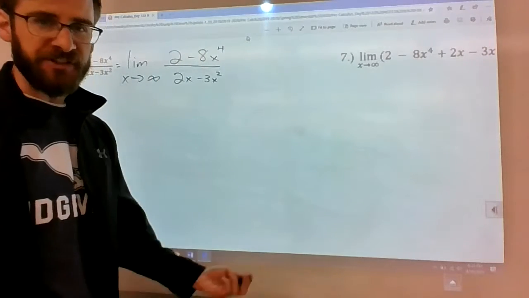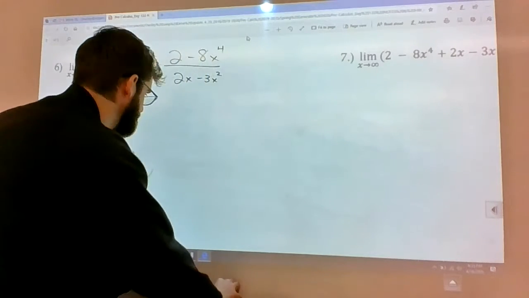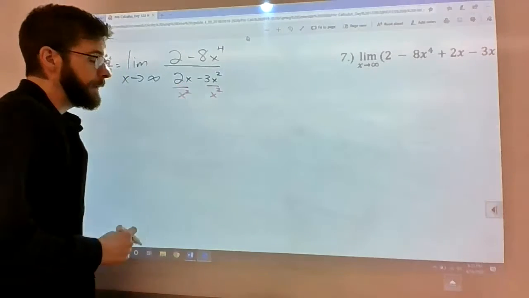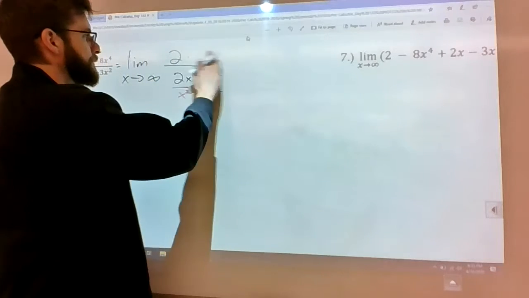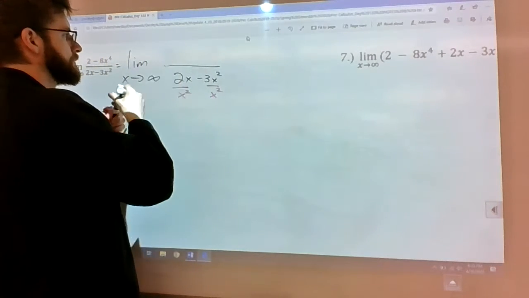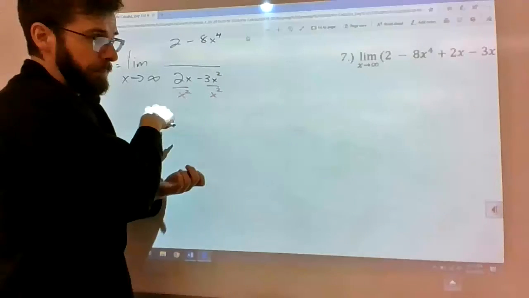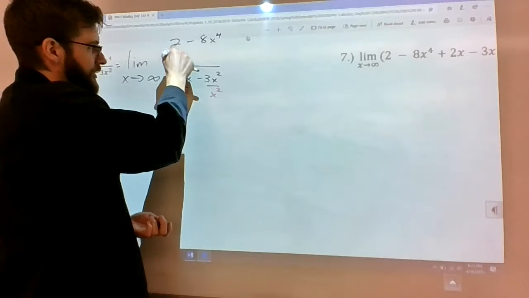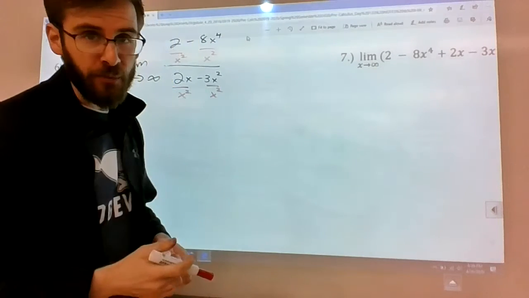So you ask yourself, what's the biggest power on the bottom? It's x squared. Divide that by x squared, divide that by x squared. But you do it on top as well. Okay, so I can't just say, divide the bottom by x squared, divide the top by x to the 4th. It's the same value. Otherwise, you start to disobey the rules of math.